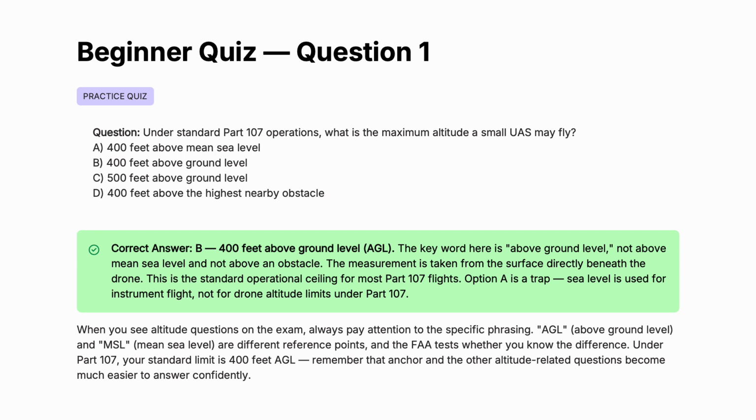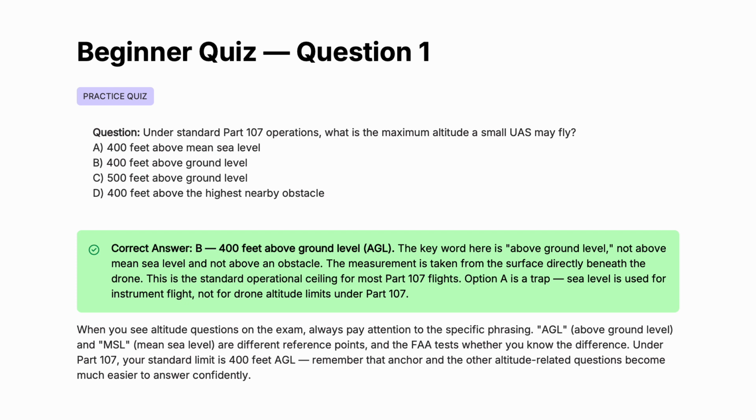Time for our first practice question. Under standard Part 107 operations, what is the maximum altitude a small UAS may fly? A. 400 feet above mean sea level. B. 400 feet above ground level. C. 500 feet above ground level. D. 400 feet above the highest nearby obstacle. Let's take a second to think about it.